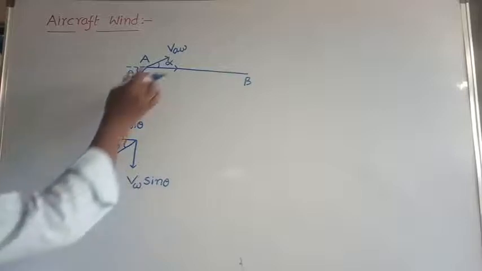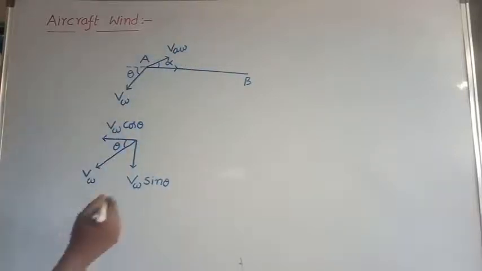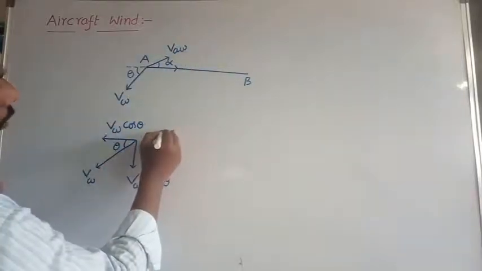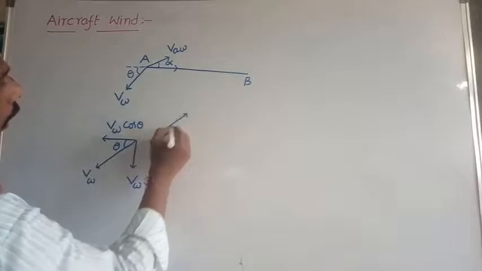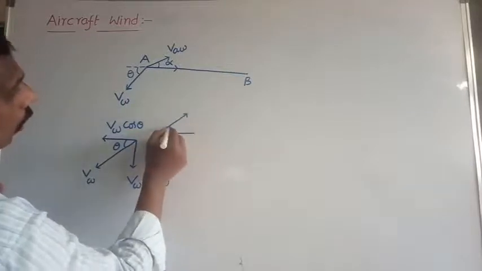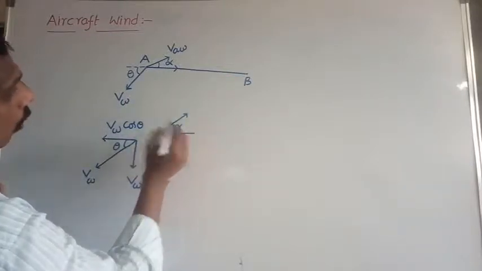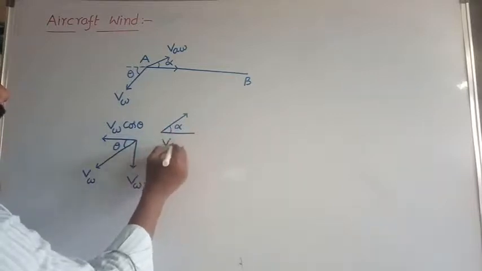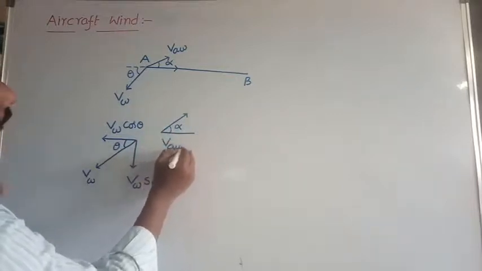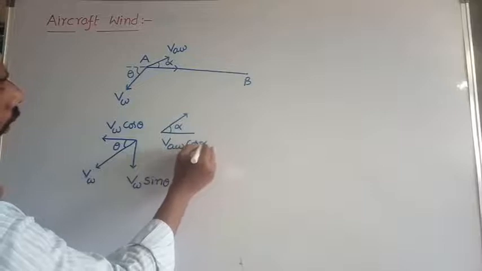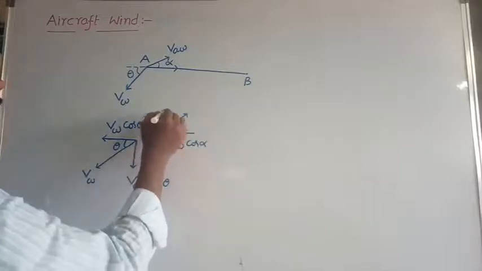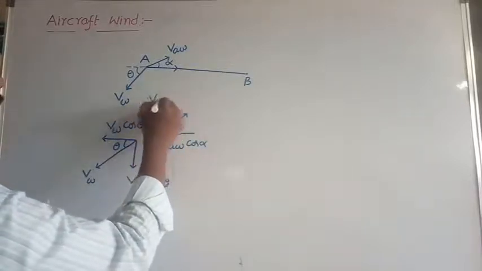Similarly, we should resolve this velocity of the aircraft with respect to wind also. This velocity of the aircraft with respect to wind makes an angle alpha with the horizontal. So the component along horizontal direction is VAW cos alpha and the vertical component is VAW sin alpha.